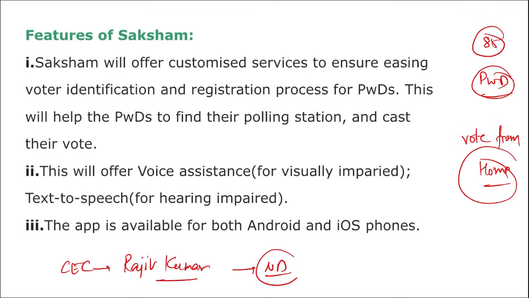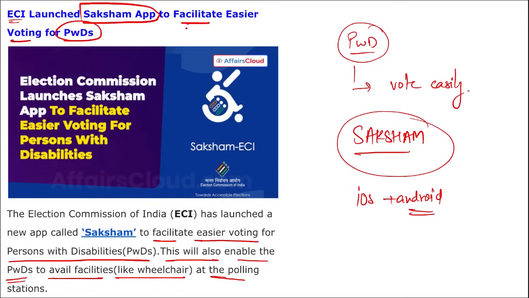Headquarter is in New Delhi, correct? So Saksham application, and it is to facilitate easier voting for persons with disability.